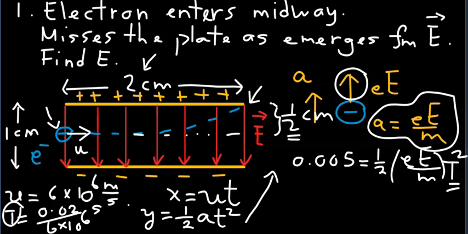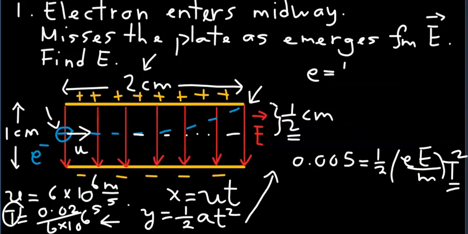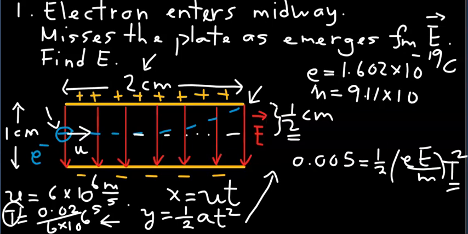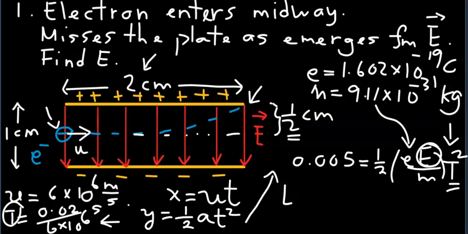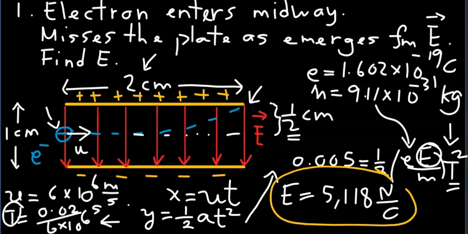Now we know what capital T is. It's this number right there. The electronic charge is 1.602 times 10 to the power minus 19 coulomb. The mass of the electron is about 9.11 times 10 to the power minus 31 kg. Let's substitute this information in here. We know what T is, and we can solve for the magnitude of the electric field. When you solve that, you will get the following value for it: 5,118 newtons per coulomb. And that solves the problem.